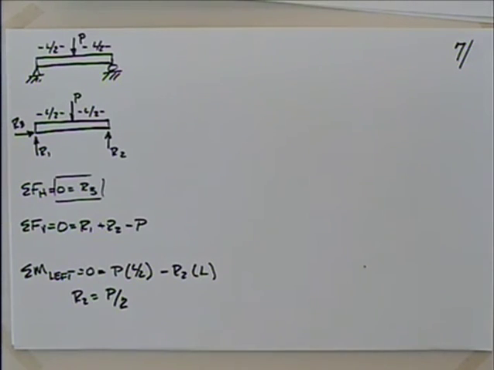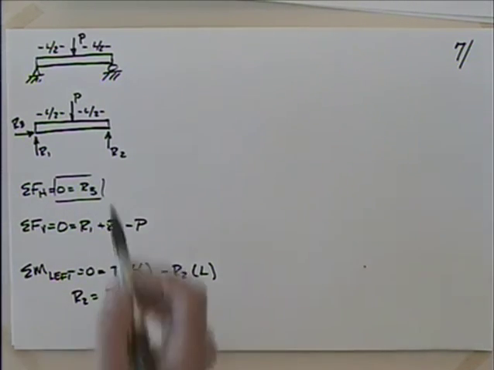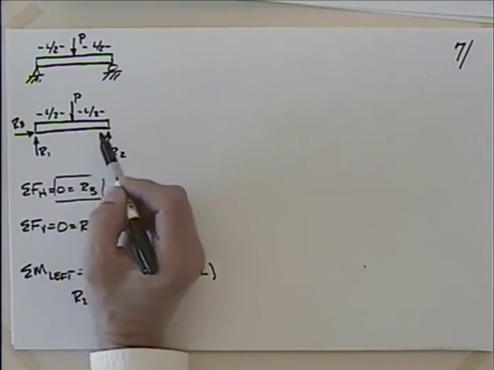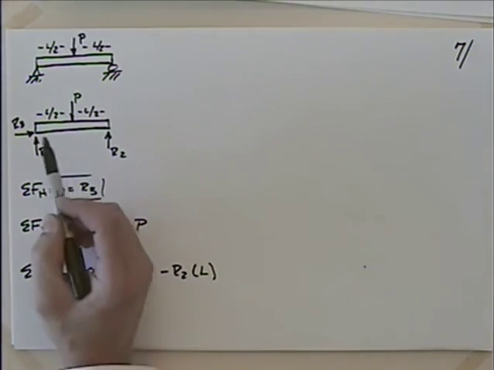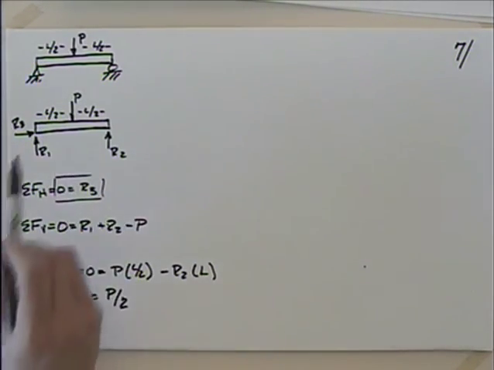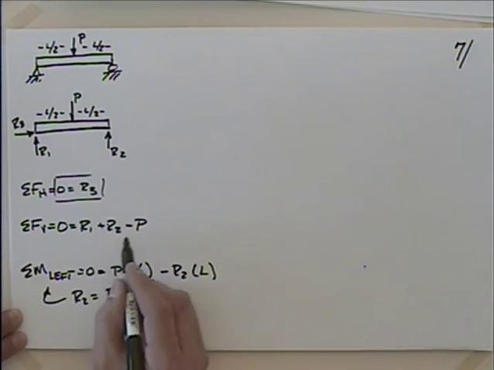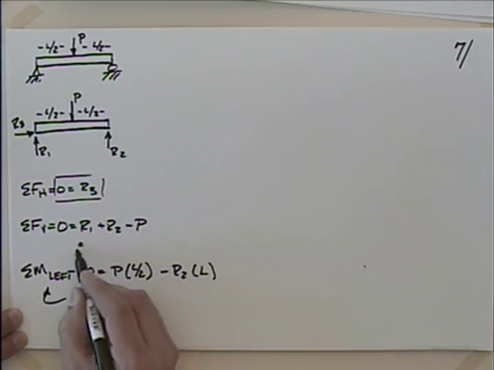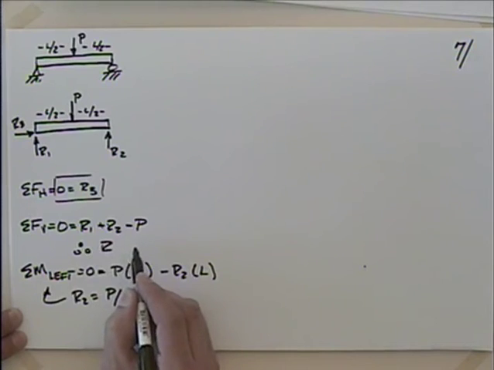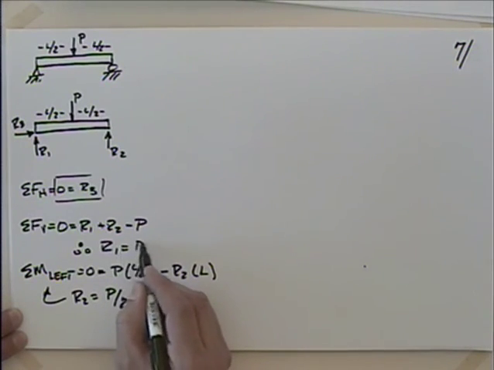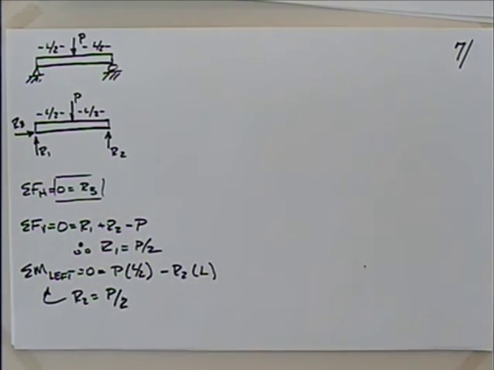Which makes sense. If you were to have some load here in the middle and you and your friend were going to carry this out, if this distance was the same, you'd both be carrying half the load, wouldn't you? You'd expect R1 and R2 to be just half of the load. Well, if you plug this back in up here for R2, you can say, therefore, that R1 is equal to P over 2 also. Okay.